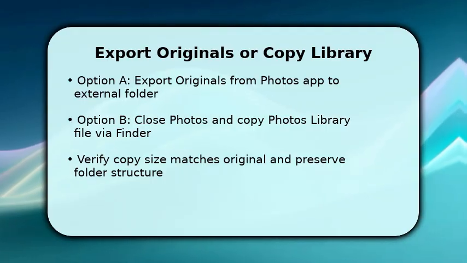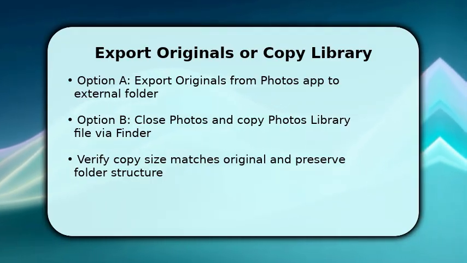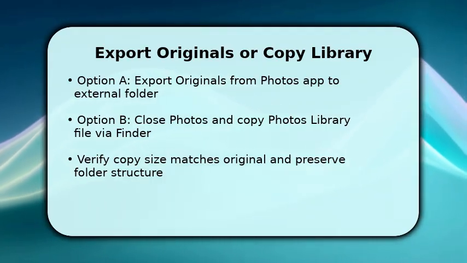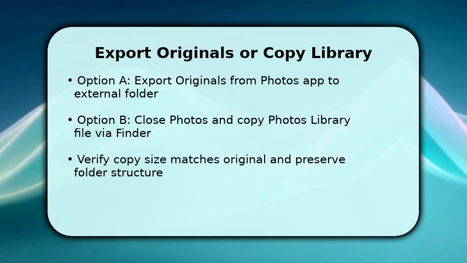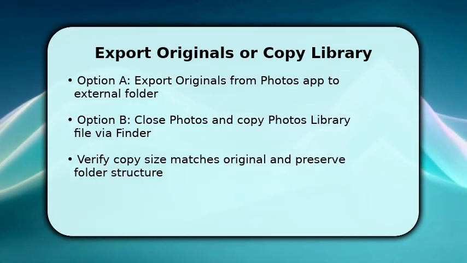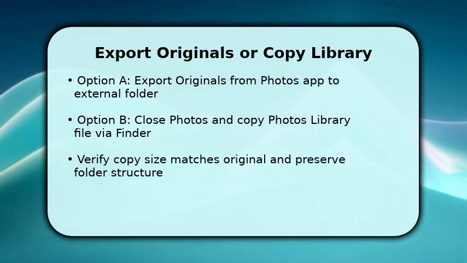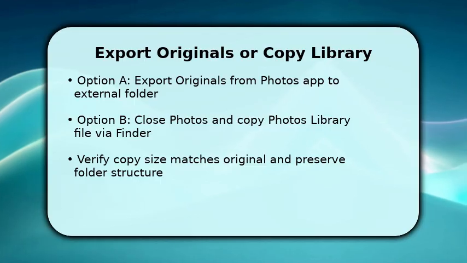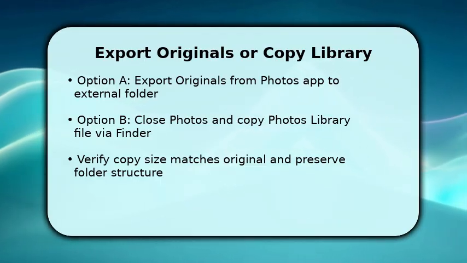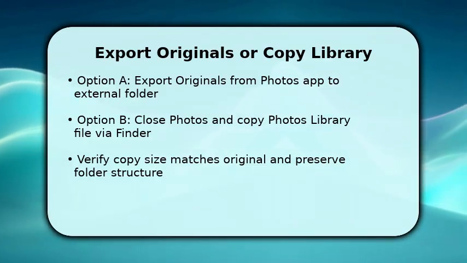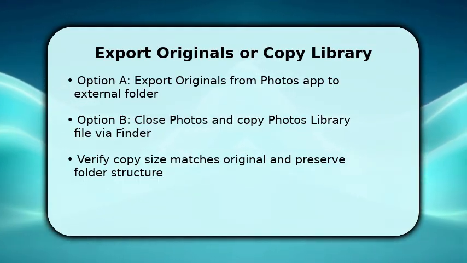You now choose the method that fits your needs: export originals or copy the entire Photos library. If you export originals, open Photos, select all photos or albums, go to File, Export Unmodified Originals, and pick the Photos Backup folder on the external drive. If you prefer a full library copy, quit Photos, locate Photos Library in Pictures, then drag it to the external drive. macOS will copy large files, so expect time estimates.